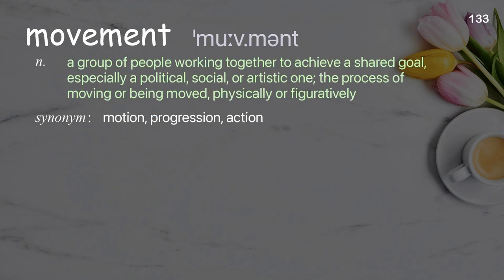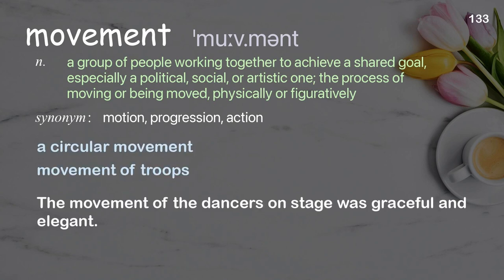Movement: a group of people working together to achieve a shared goal, especially a political, social, or artistic one; the process of moving or being moved, physically or figuratively. Examples: A circular movement. Movement of troops. The movement of the dancers on stage was graceful and elegant.